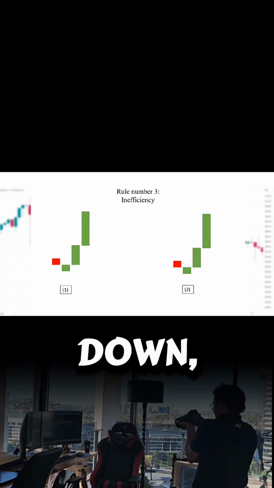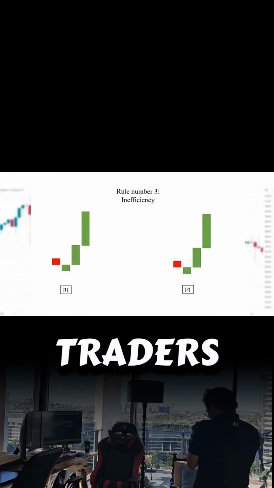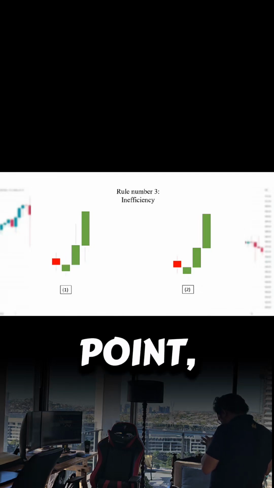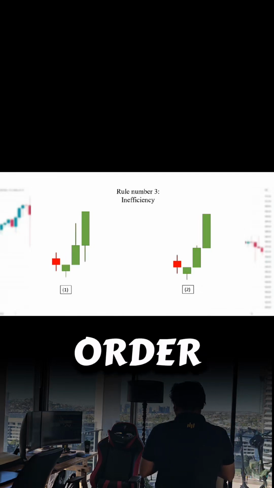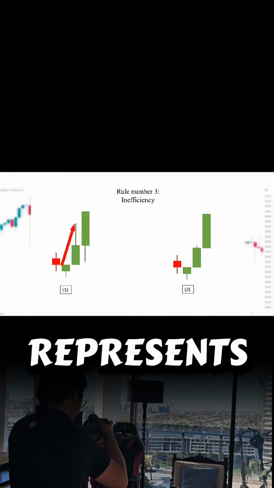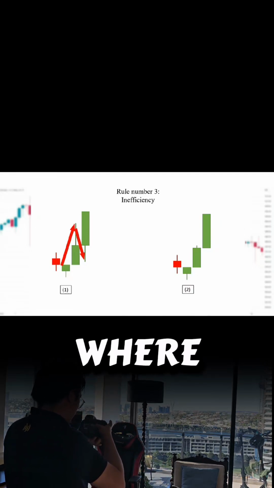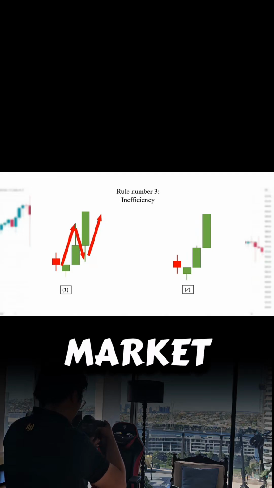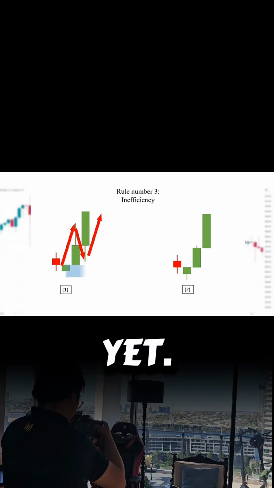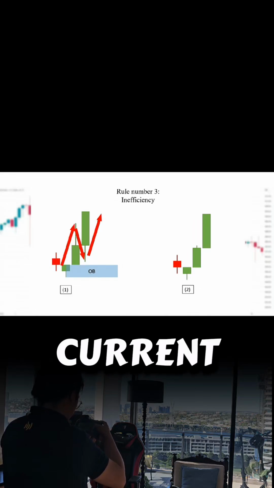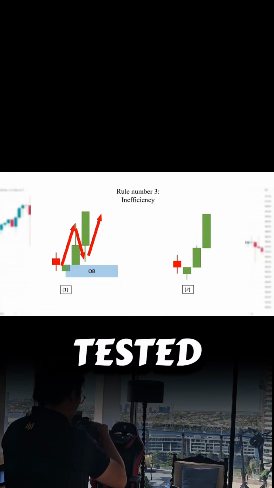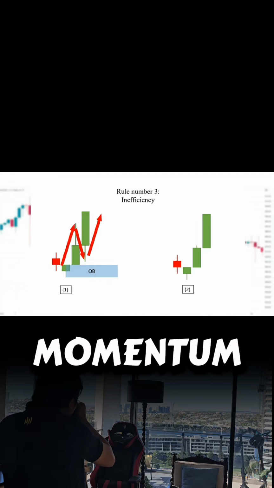But now on the way down, attention shifts. Traders start scanning for a new entry point, and that's exactly where the second order block forms. This one represents a fresh area of interest where buyers are still gathering and the market hasn't fully absorbed the pressure yet. That's what we call inefficiency, a gap in market absorption where the current price level hasn't been fully tested before, giving room for new momentum to build.